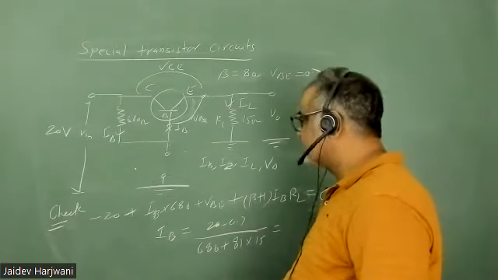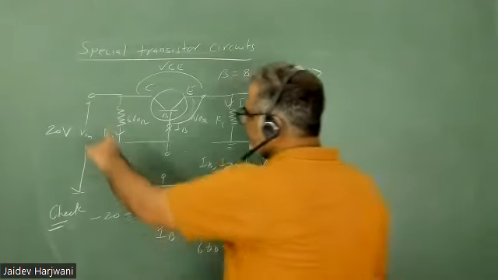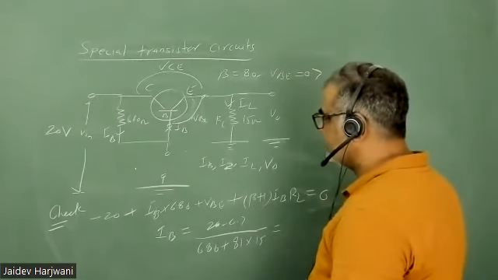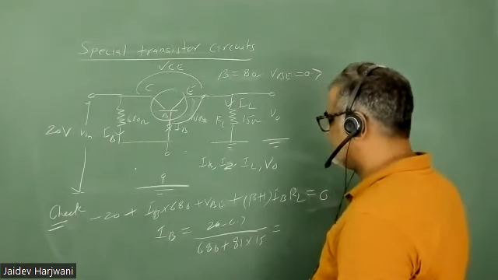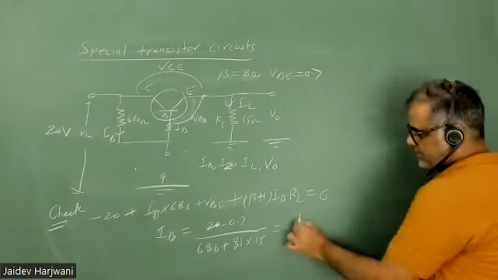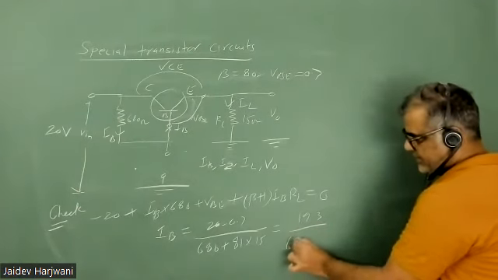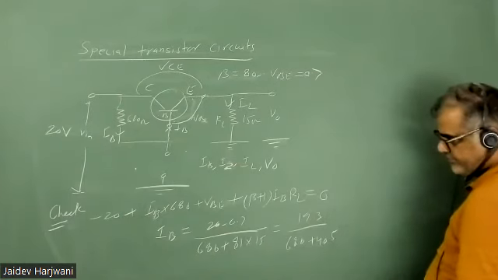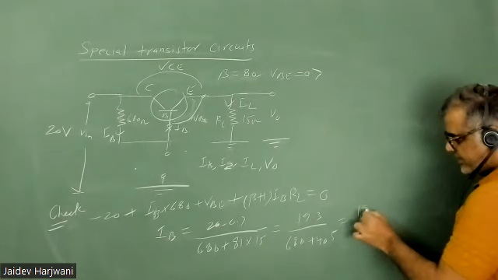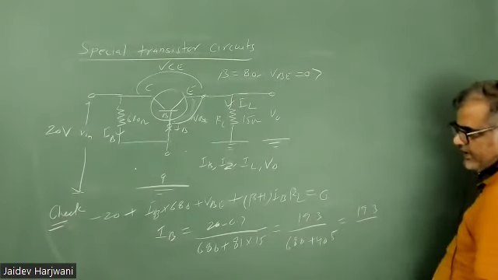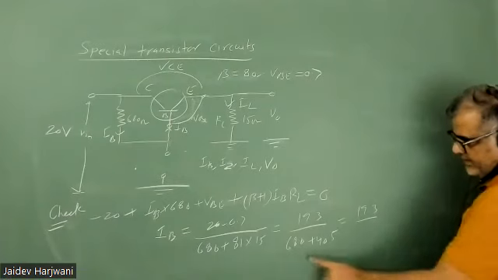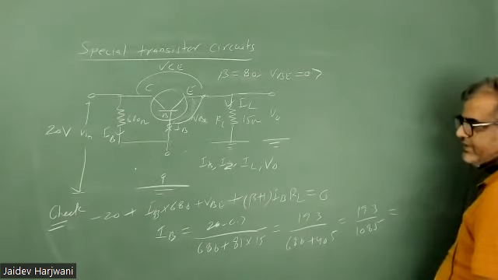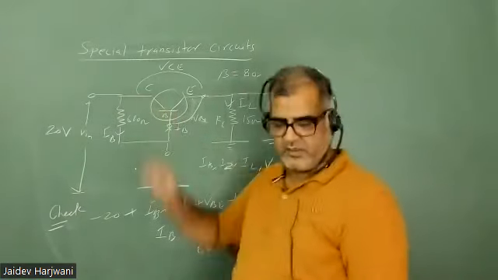ठीक है, और फिर यहाँ पे ड्रॉप कितना आ रहा है बताओ? ड्रॉप कितना आ रहा है अक्रॉस 680 ओम? 19.3, 680, 405। तो 19.3 और 405 कितना आ गया? ये 1085 मिली एम्पियर में आ रहा है। अब यहाँ पे वोल्टेज ड्रॉप बताओ कितना आ रहा है?